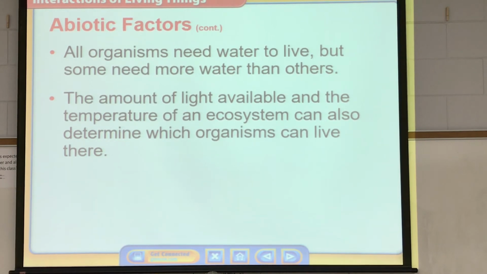We've talked about that a lot, because where the sunlight is, that's where the plants can grow. How much temperature is there? Are there 4 seasons or just 2 seasons? Is there a big difference in temperature between night and day, like in the desert? It's extremely hot in the daytime and extremely cold at night. Can animals live there?